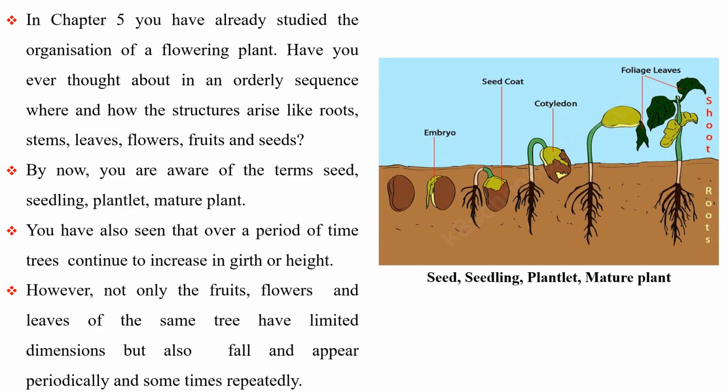Have you ever thought about in an orderly sequence where and how the structures arise, like roots, stems, leaves, flowers, fruits, and seeds? By now you are aware of the terms seed, seedling, plantlet, mature plant. You have also seen that over a period of time, trees continue to increase in girth and height. However, not only the fruits, flowers, and leaves of the same tree have limited dimensions, but also fall and appear periodically and sometimes repeatedly.